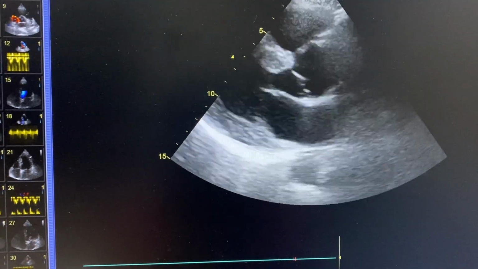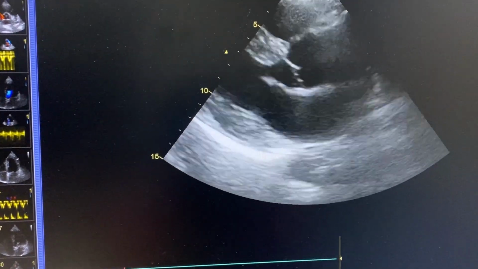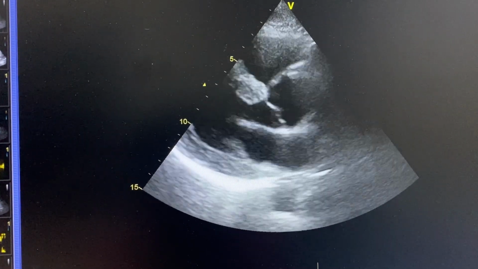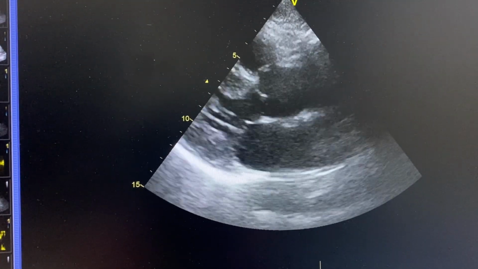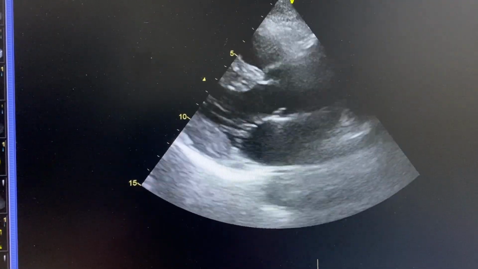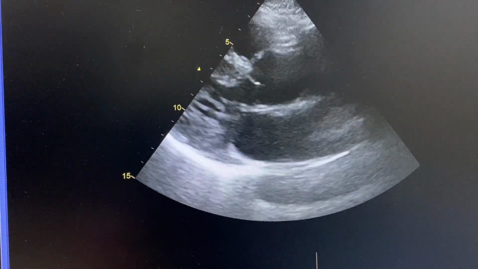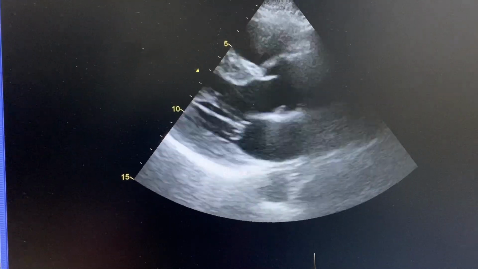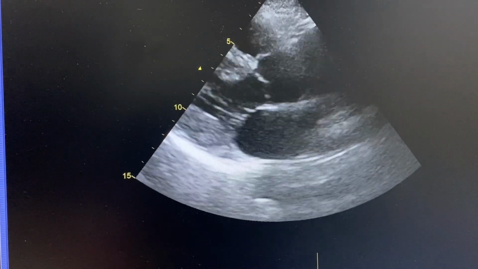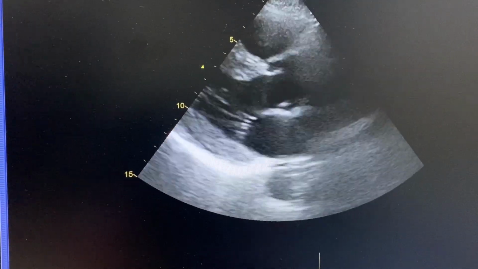So this is a video on LV wall segmentation, about the 17 segment model of the left ventricle. We saw different views, which include the parasternal long axis, the first one, the short axis views, and then the apical views. So for LV segmentation, we are going to look at the naming, or nomenclature, of the different segments of the left ventricular walls in those different views, and how we divide them.